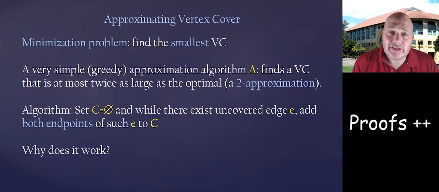But more generally, why does it work? You can think about that. I'll give you a hint. Whenever we take an edge that's uncovered, one of its endpoints is in the minimal vertex cover. So we are going to add this into C, and in addition, we're adding another one. So every time we add two vertices, one of them is part of the minimal vertex cover, meaning that we're going to add at most twice the size of the minimal vertex cover.